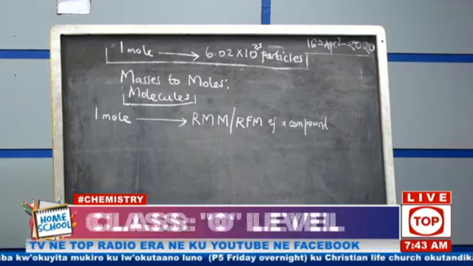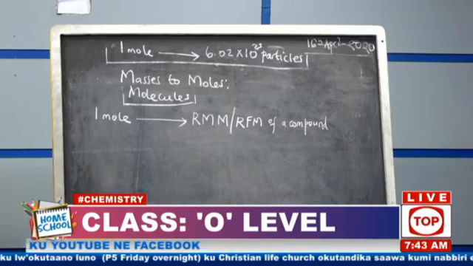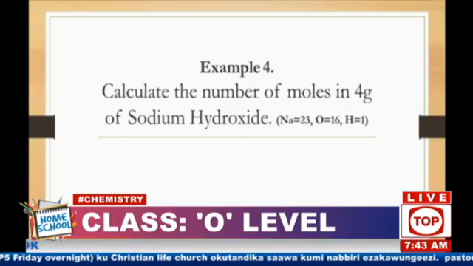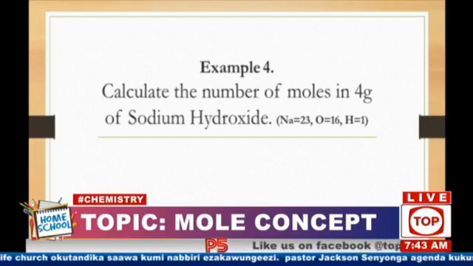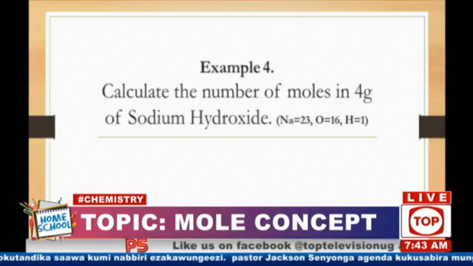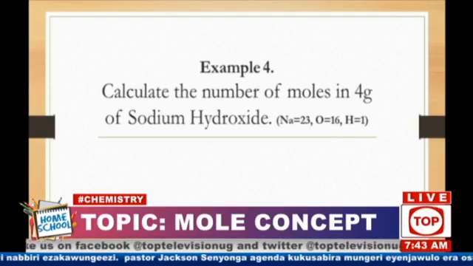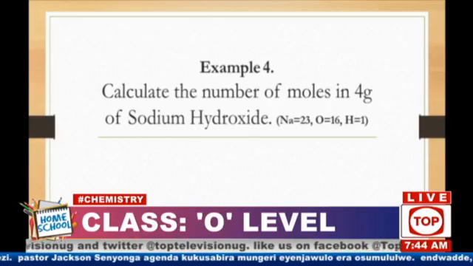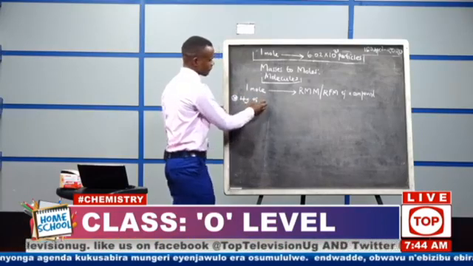We have to look at example 4. Let us look at the example. They are saying calculate the number of moles in 4 grams of sodium hydroxide. Calculate the number of moles in 4 grams of sodium hydroxide. We have been given 4 grams of sodium hydroxide.